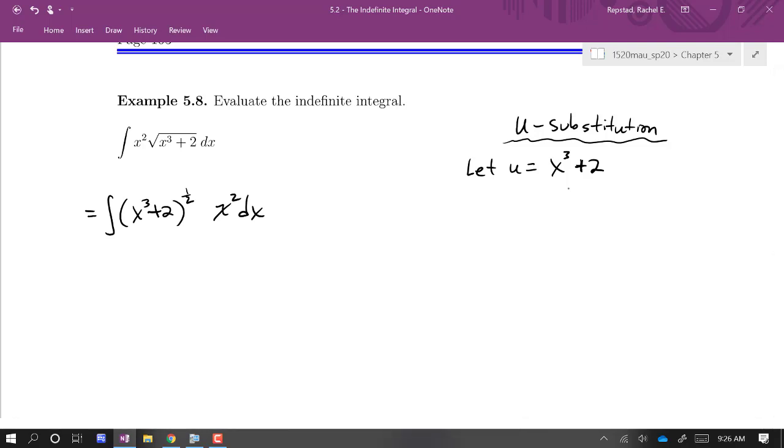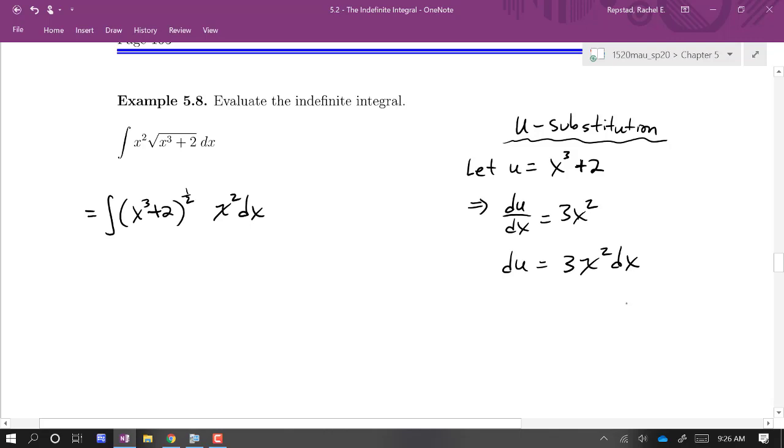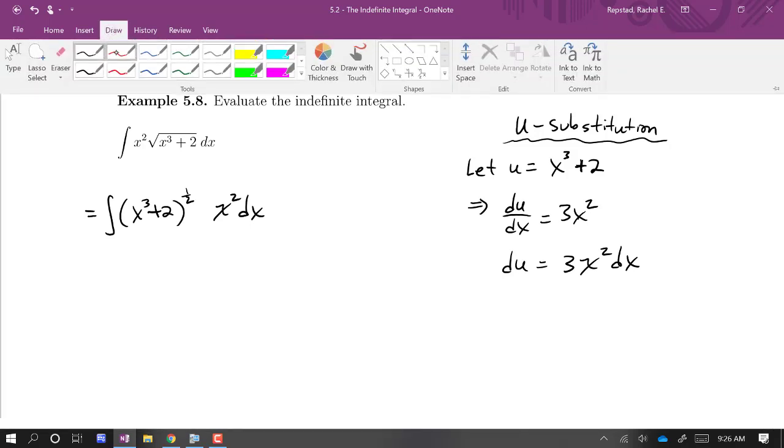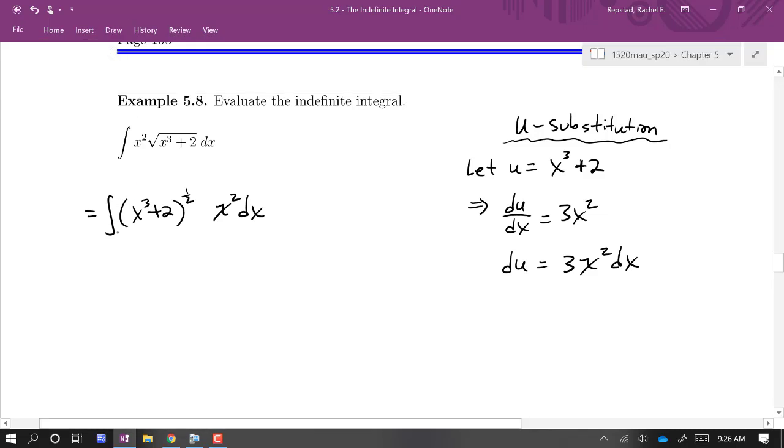So we let u equal x cubed plus 2. The very next step, once you've picked your expression for u, is to find its derivative. So du dx, that is 3x squared. And I'm going to multiply both sides by dx, which means that du is 3x squared dx. Now, let's see what kind of substitutions we can make. This part here, that is u to the 1/2.